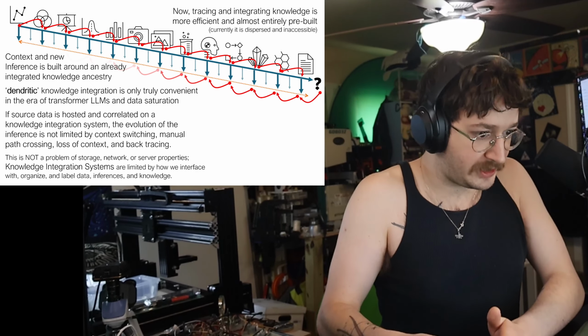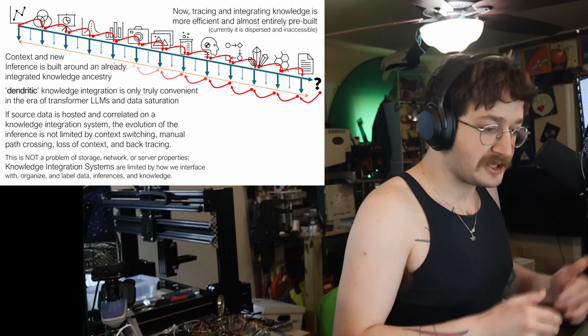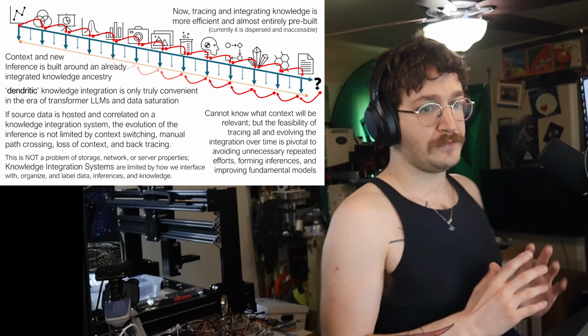So it's not a problem of storage. It's not a problem of the network. It's not a problem of the server. Knowledge integration systems are limited by how we interface with them, how we organize and label the data. What kind of inferences and knowledge can we actually include? Right? We can store this stuff. Whether or not it's convenient to access and pull from and reference is a different story, right?